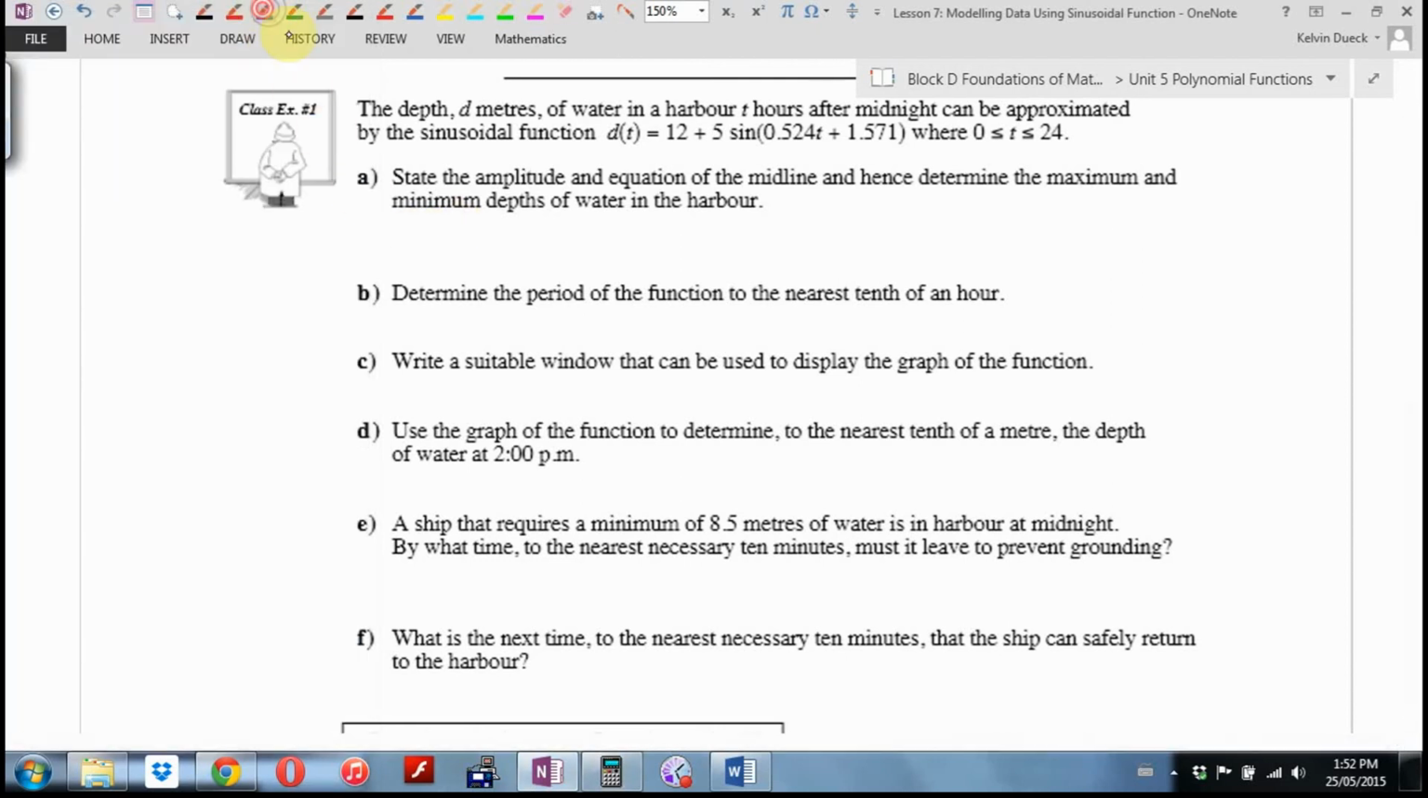All right, folks. What's the amplitude? And I'll give you a hint. It's not 12. They're being sneaky. What's the amplitude? 5. The number in front of the sine. What's the midline?